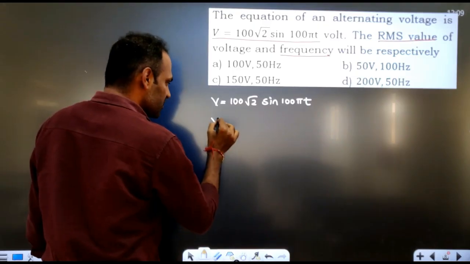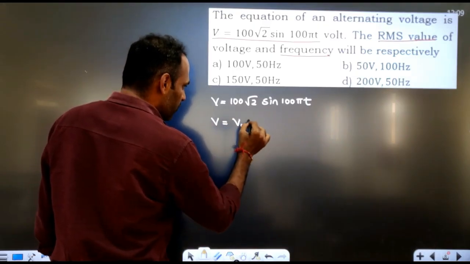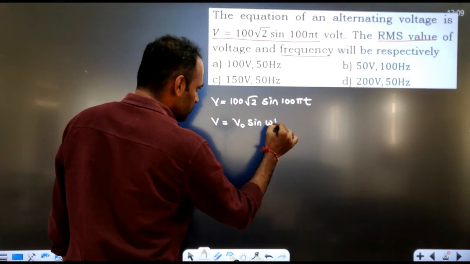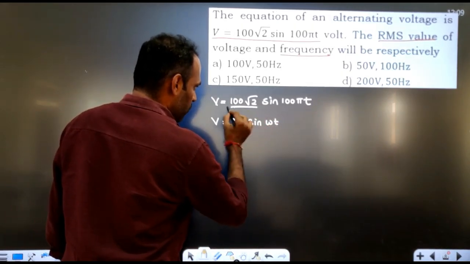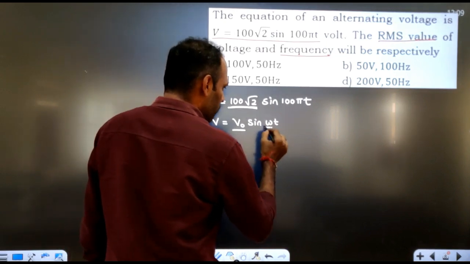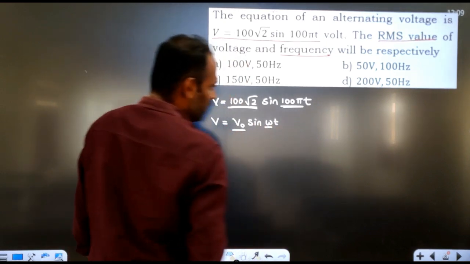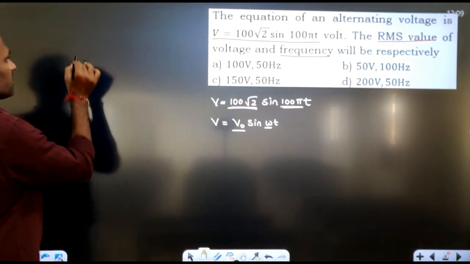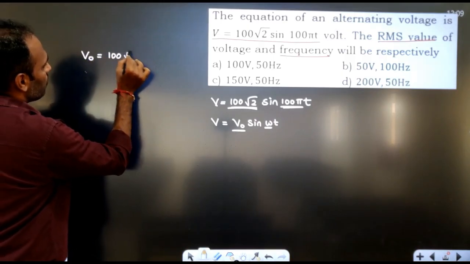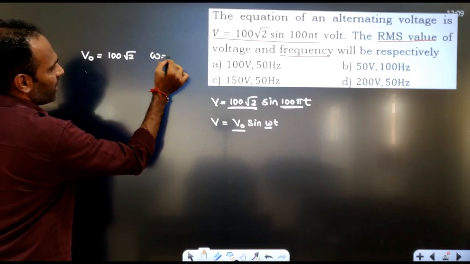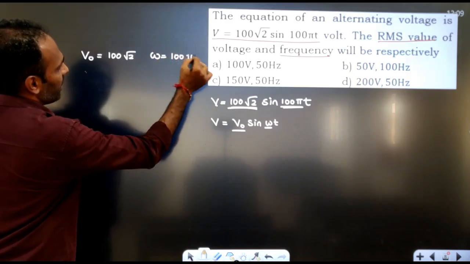You compare this with the standard equation V = V0 sin ωt. In place of V0 what we have is 100√2. In place of ω what we have is 100π, right? So we know the peak value here. By comparing only we will get the peak value. Peak value is 100√2 and the value of ω is 100π. Correct?